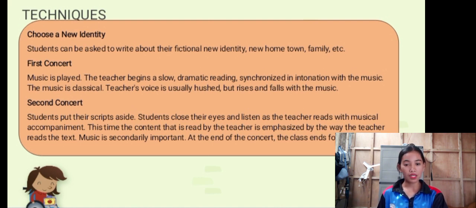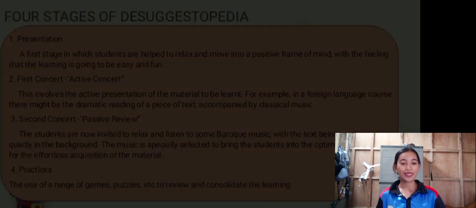And we also have the second concert. So this is where students put their scripts aside, close their eyes, and listen as the teacher reads with musical accompaniment. And this time, the content that is read by the teacher is emphasized by the way the teacher reads the text, and music is secondarily important. At the end of the concert, the class ends for the day.